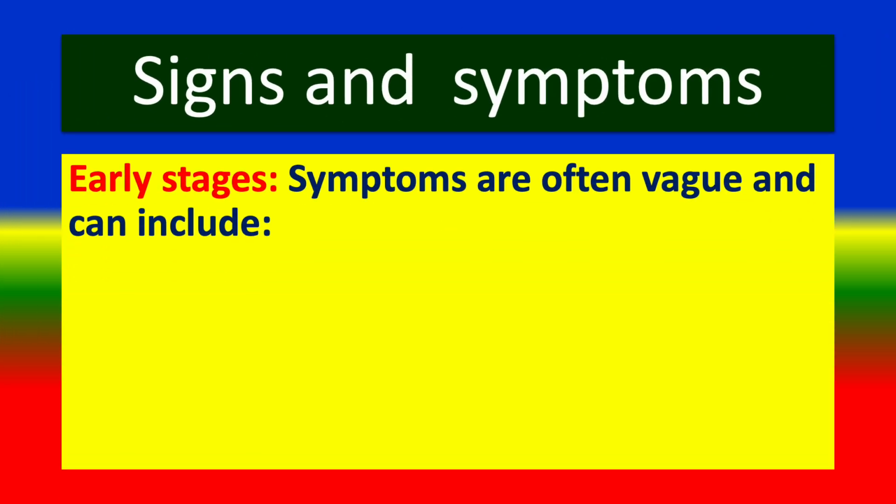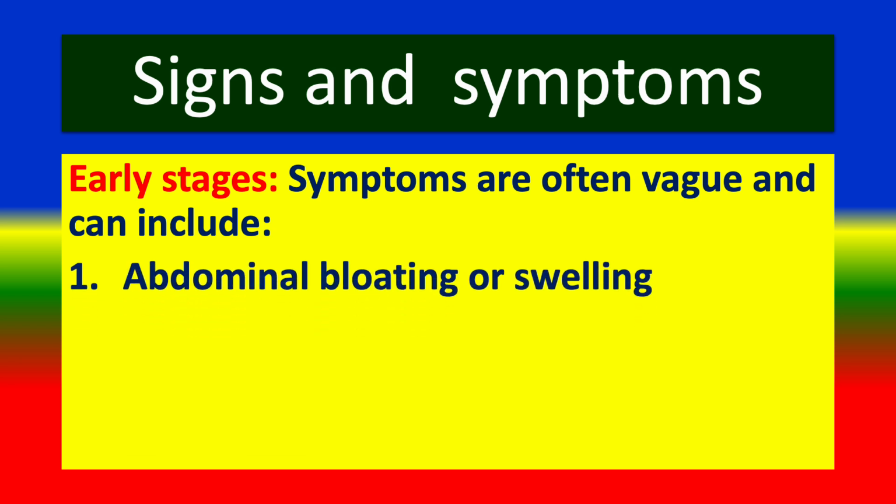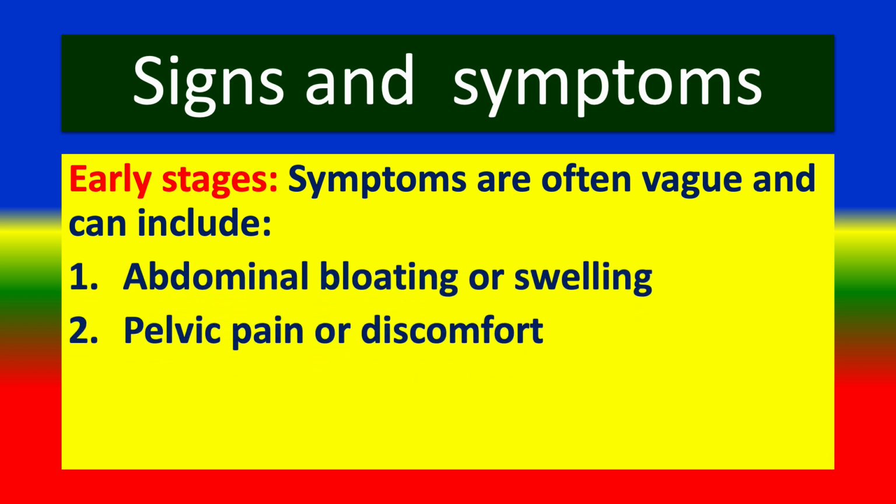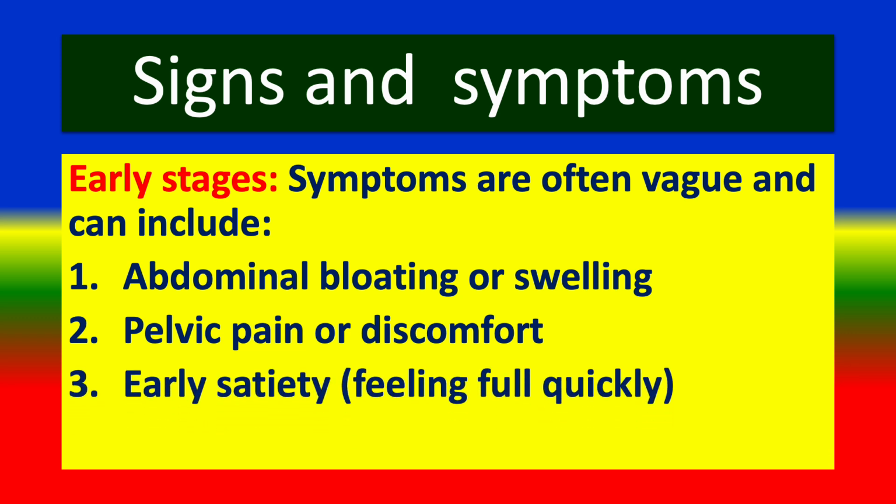Signs and symptoms. Early stages. Symptoms are often vague and can include: 1. Abdominal bloating and swelling. 2. Pelvic pain and discomfort. 3. Early satiety, feeling full quickly. 4. Frequent urination.